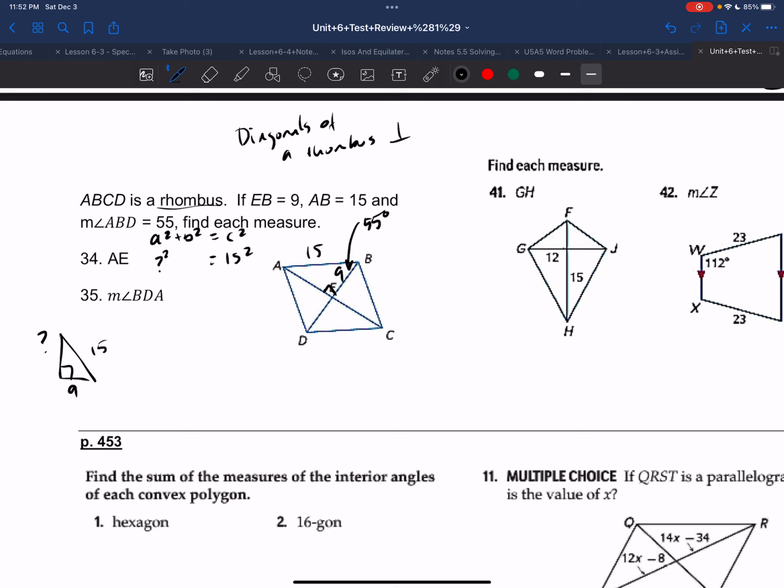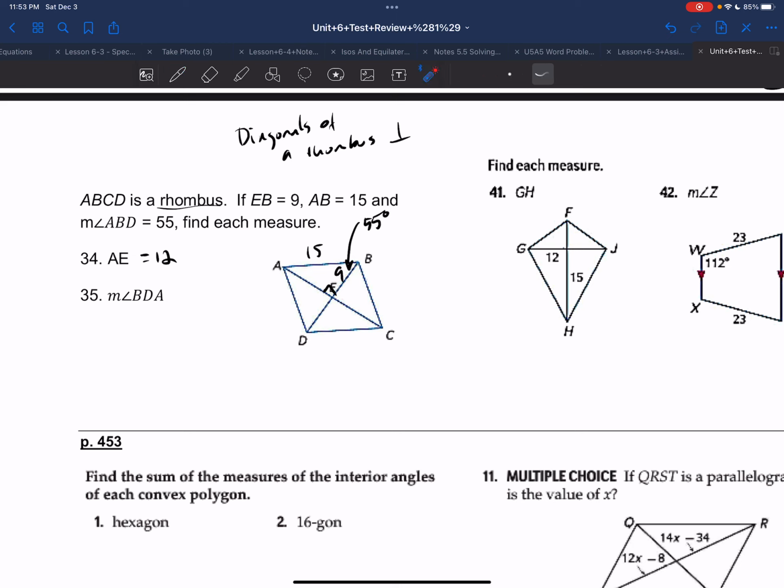So question mark squared plus 9 squared equals 15 squared. If I subtract both sides by 9 squared, I get question mark squared equals 15 squared minus 9 squared. And then I take the square root because I want to get the question mark by itself, right? The square will go away once I take the square root on both sides. Now, if I were to put it in the calculator, then I'm going to get the value: AE is 12. Okay?